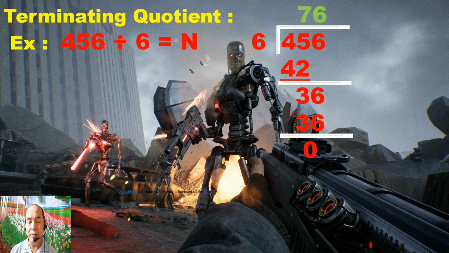So we were able to come up with an ending part. We were able to end up the division process. Therefore, we were able to prove that this division process is a terminating quotient because there is an ending part. We end up with no remainder at all.